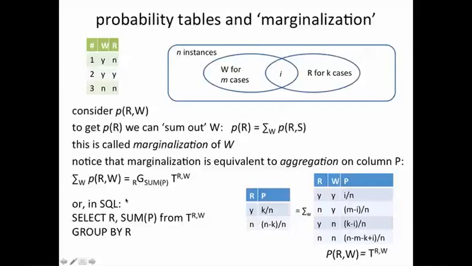In the language of relational algebra, this is written as follows. We have an aggregation operation, which is a sum grouping by R on the table R comma W. It's quite interesting that one can perform this operation on the probability table using SQL, and we shall exploit this fact as we go along. So please take a careful look and understand this.